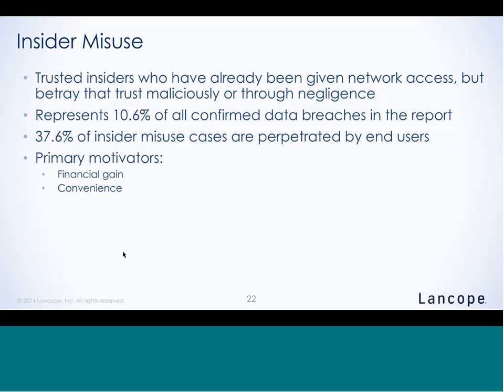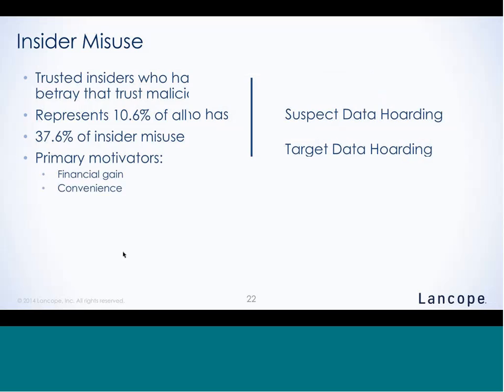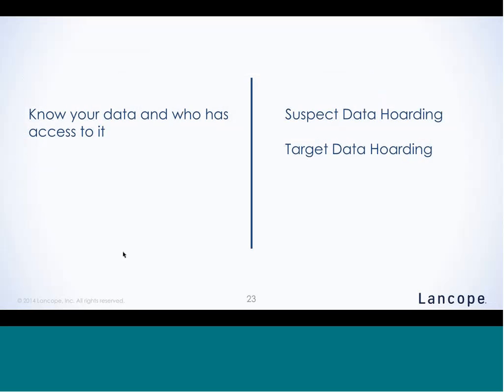Most of these can be attributed to end-user activity going just in a bad way. So primary motivators here are financial gain, and it's easily accessed, right? So there's a convenience factor associated with internal misuse being attributed to these actions. So how do we control this? It's very similar to the previous use cases. We need to know who has access to our data. We need to start building up profiles of what's normal for those users.